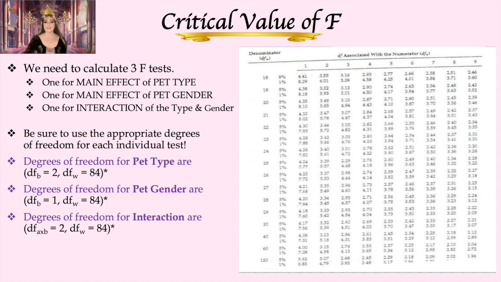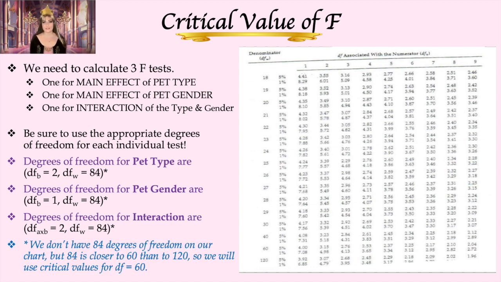So if you look at this chart, you can see that we don't have exactly 84 degrees of freedom.